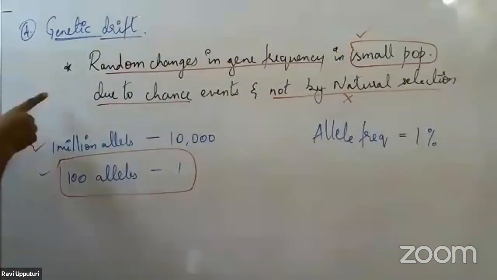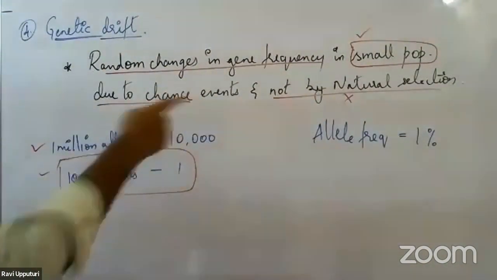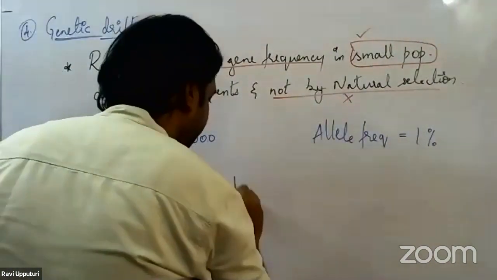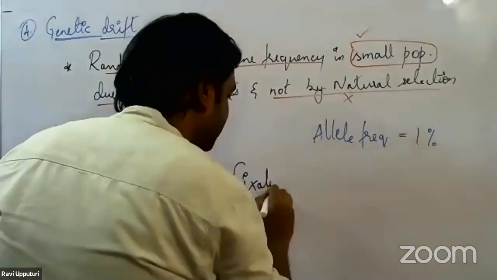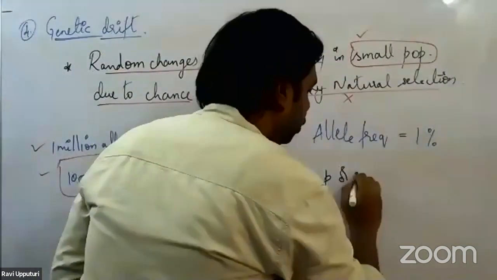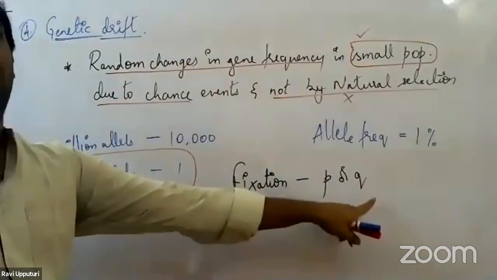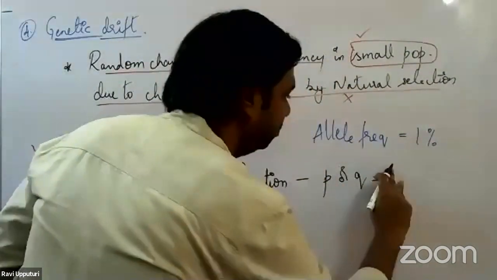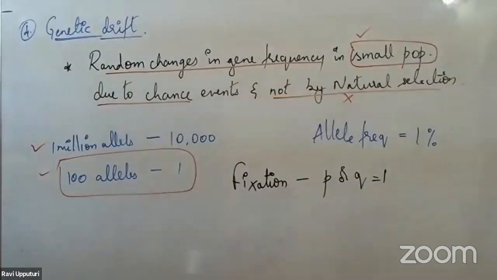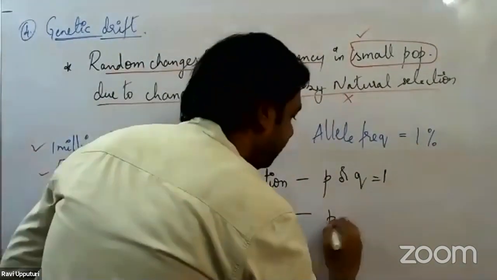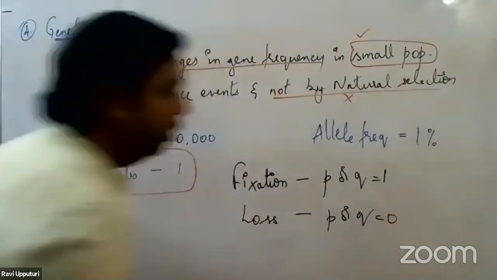Now what would be the end result of this? The end result of this assumption would be either something called fixation, where in fixation P or Q, that is the dominant allele frequency or the recessive allele frequency, would be 1. And in the second case, it could also lead to loss of the allele, where P or Q would be equal to 0.